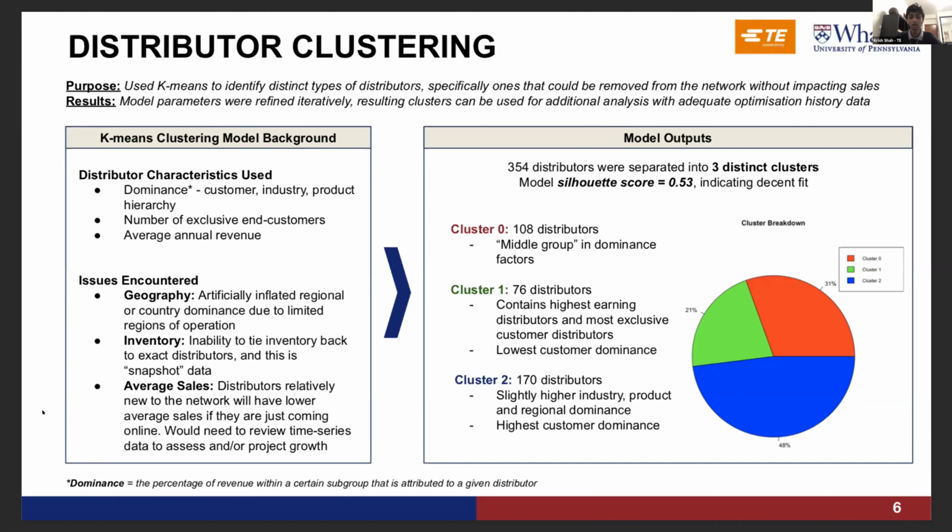The final model, briefly, was a 3-cluster model. It had 108 distributors in the first cluster. This was kind of the middle group. The second one had 76 distributors that contained a lot of the higher earning distributors, but also had lower customer dominance. And then the second cluster, or our third cluster, cluster 2, had the rest of the distributors. It had slightly higher dominance in terms of industry, product, and regional, and the highest customer dominance. And using this model, once TE has the information on network optimization events, they can use the cluster's elasticity and growth to predict future revenue changes.